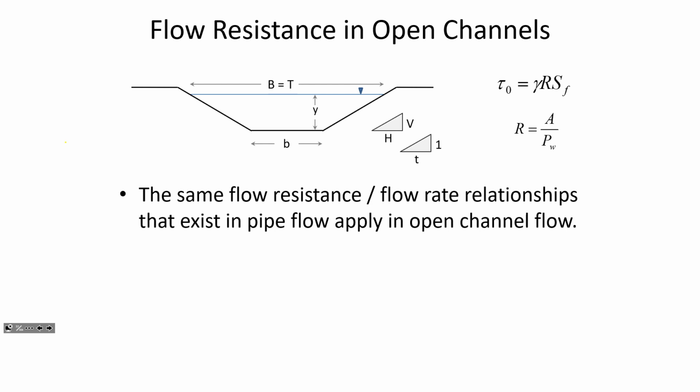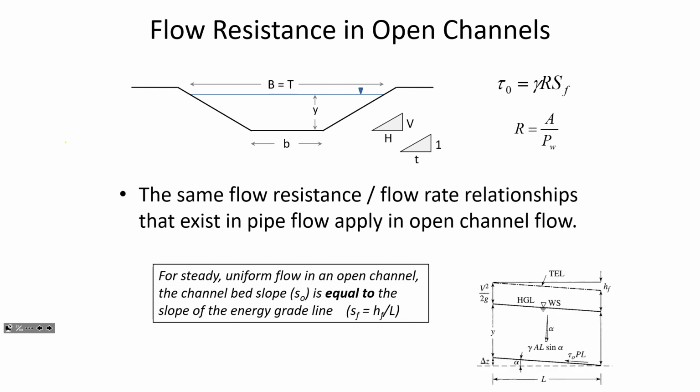So the same flow resistance equation that relates the shear stress to the slope of the energy grade line also applies here in an open channel flow. And if you have an open channel, for steady uniform flow, the slopes are equal. I've mentioned this once already today, but I'll say it again to emphasize: the bottom of the channel, so the channel bed slope, is parallel to the surface of the water, and the water surface is parallel to the energy grade line. And so those three slopes are equal because the surfaces are parallel.